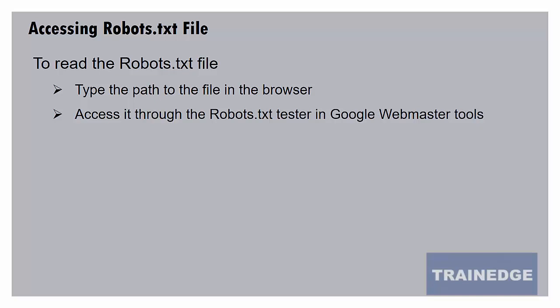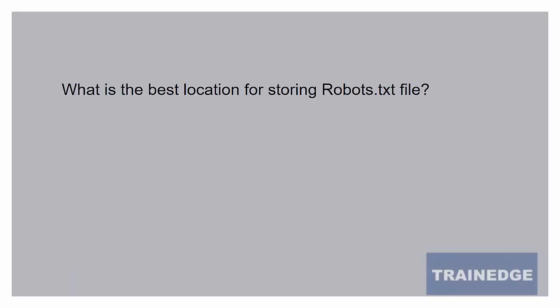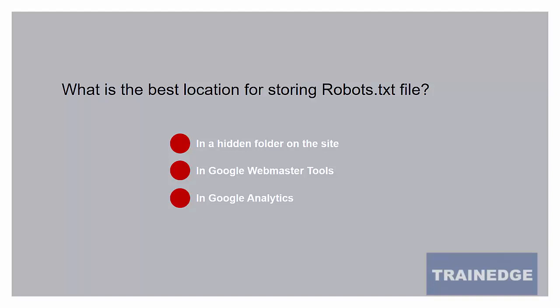Great. Let us see how well you have understood this topic. What is the best location for storing robots.txt file on your website? Is it in a hidden folder on the website, in Google Webmaster Tools, in Google Analytics, or in the root folder on the website? The correct answer is in the root folder on the website.